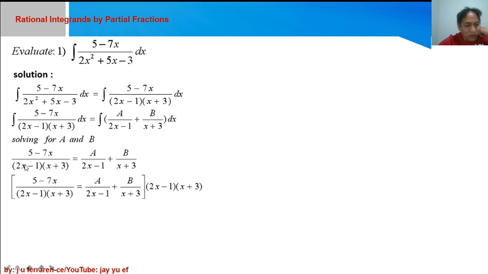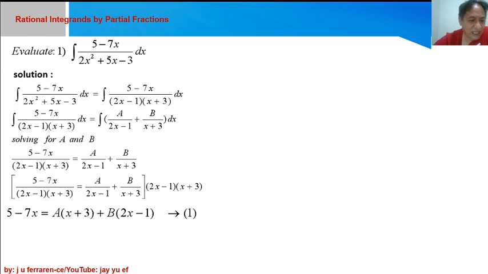So if I'm going to reduce my equation into a polynomial equation, then I have to multiply every term of my equation with the LCD. The LCD is actually the denominator here. Okay, so when that's distributed, what is formed on the left side is 5 minus 7x. On the right side, we also have A times x plus 3 because the 2x minus 1 is removed. Right? So, plus B with 2x minus 1.